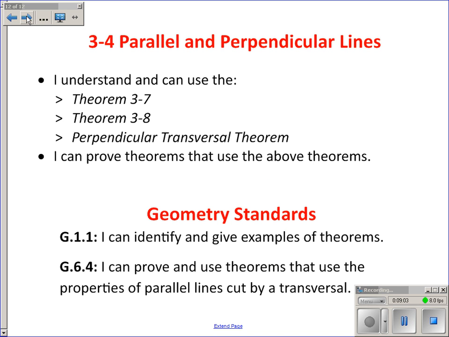This video was about parallel and perpendicular lines and how they're related, introducing theorems 3-7, 3-8, and the perpendicular transversal theorem. There is a second video that goes over more examples and more application of these ideas, but that video is optional.